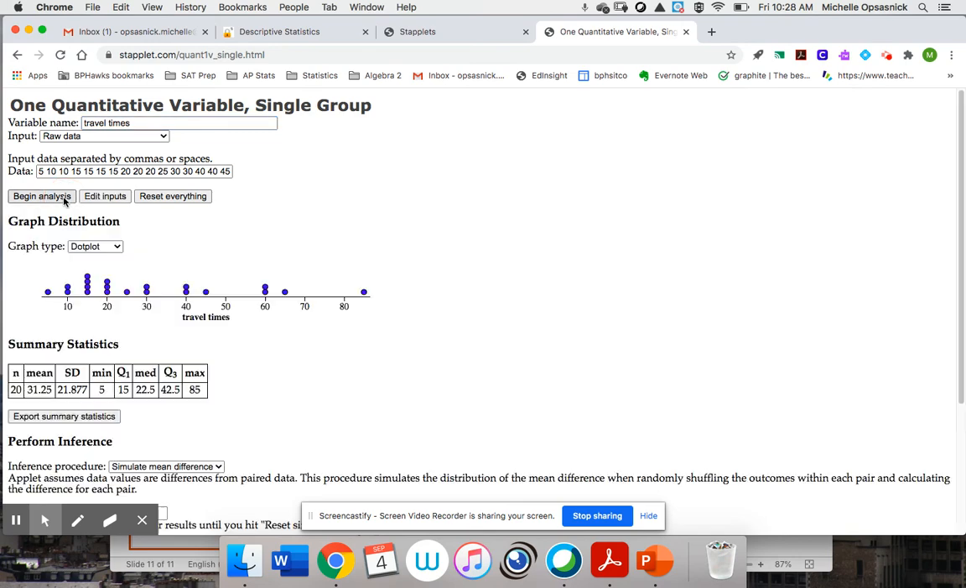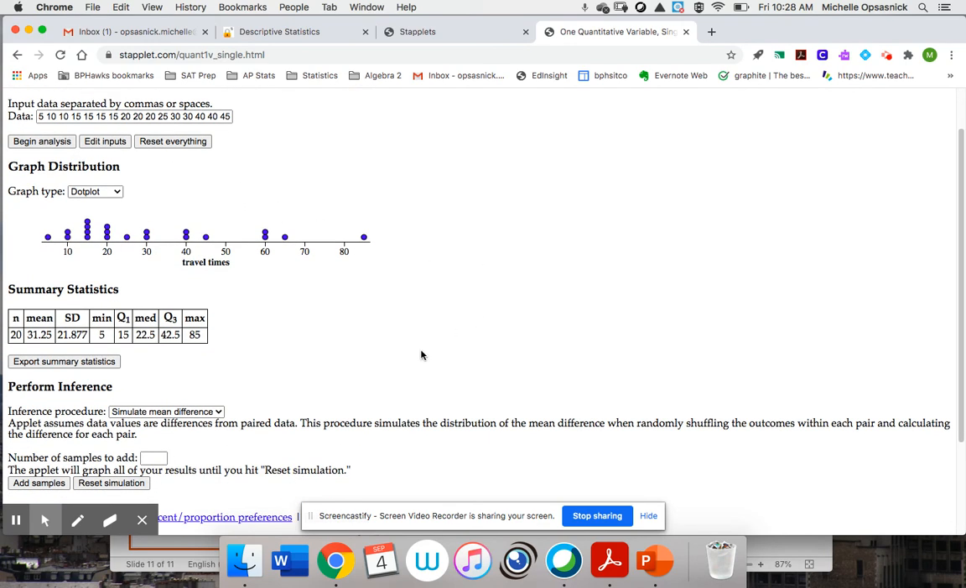And then I can go ahead and hit the begin analysis, and it's going to give me the same information that I can get from StatKey. So just another option for you. Here's your mean, here's your standard deviation, here's your 5-number summary, and then here's our dot plot.